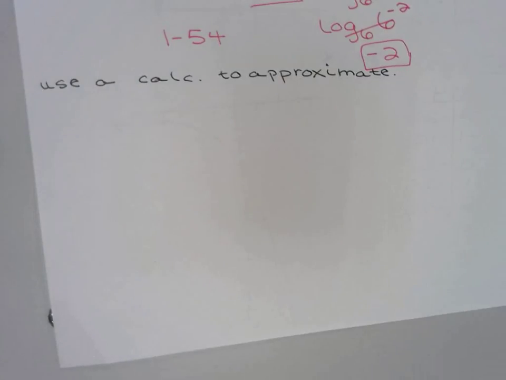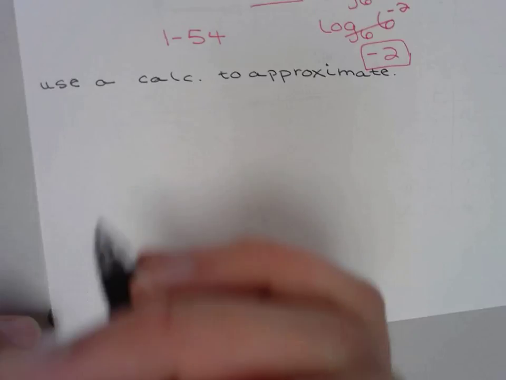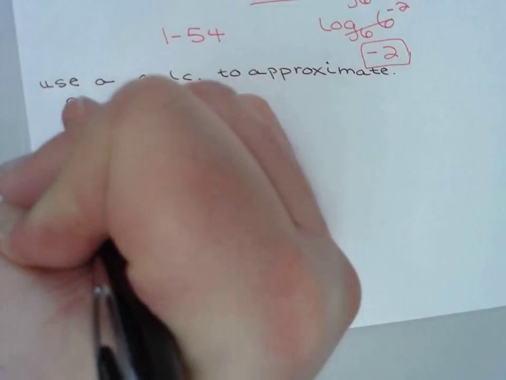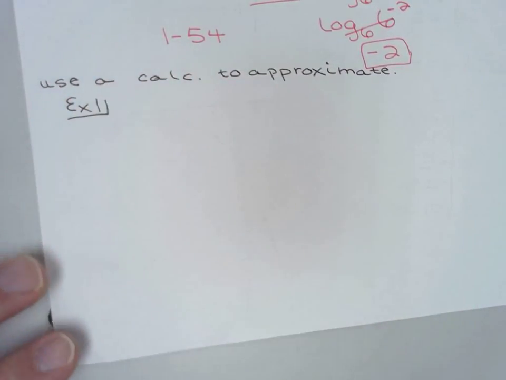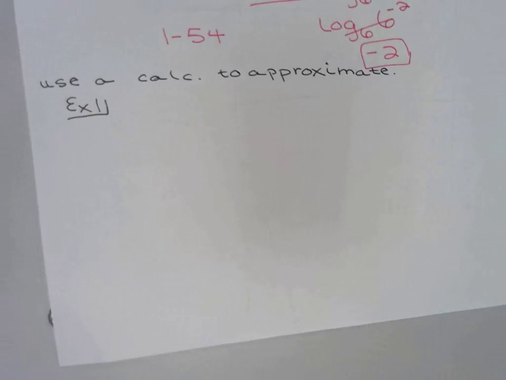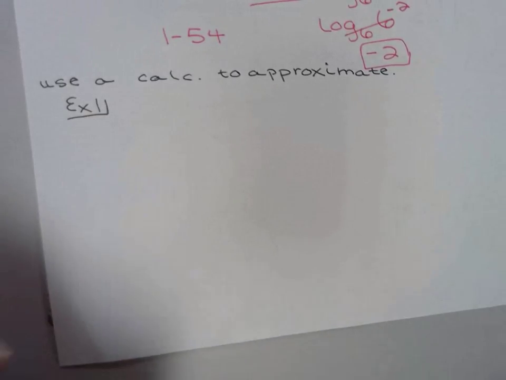We're going to use a calculator to approximate. Now, I want it rounded to 3 decimal places. That is the nearest thousandths. If you don't have a calculator, go grab one so I can show you how to do it, so you can actually do it with us.